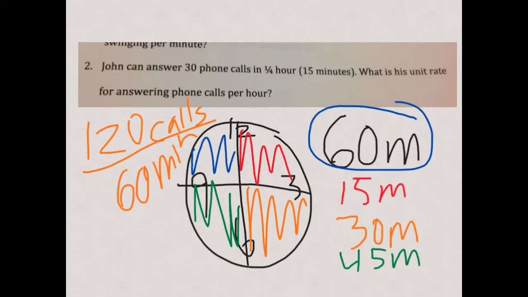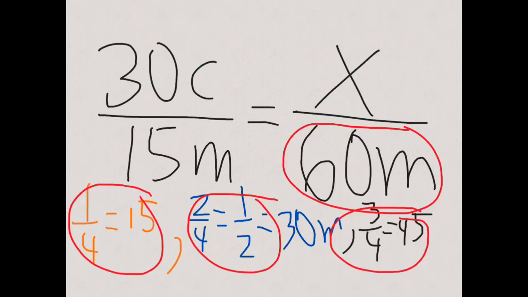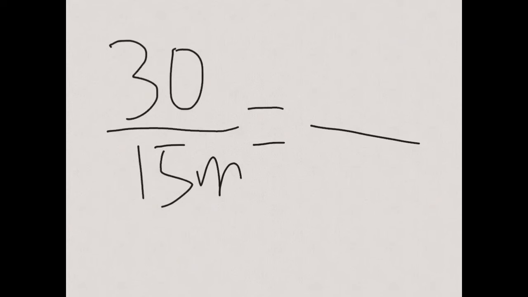And again, unit rate. Why did I go to an hour? That's one thing that maybe I skipped right now. It says, what is his unit rate for answering phone calls per hour? Per 1 hour. Well, we don't have the information about him working for an hour. We have the information for 15 minutes. So I think I had mentioned in my unit rates video that sometimes we're given information and we don't have that 1 unit, the 1 hour.